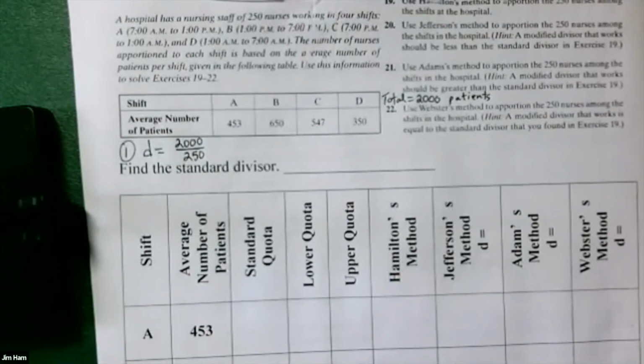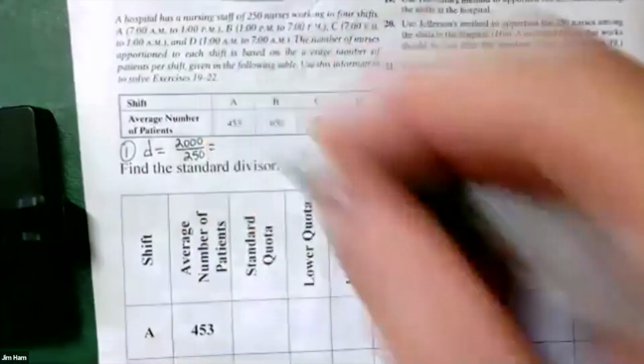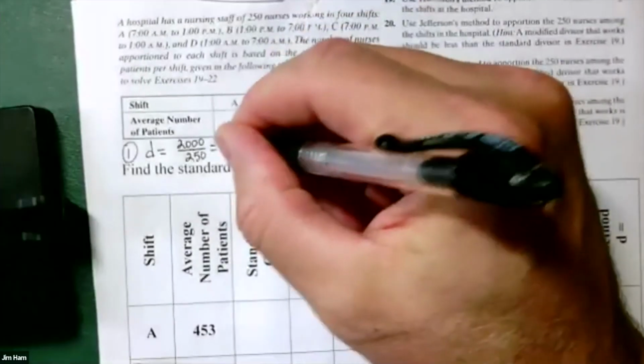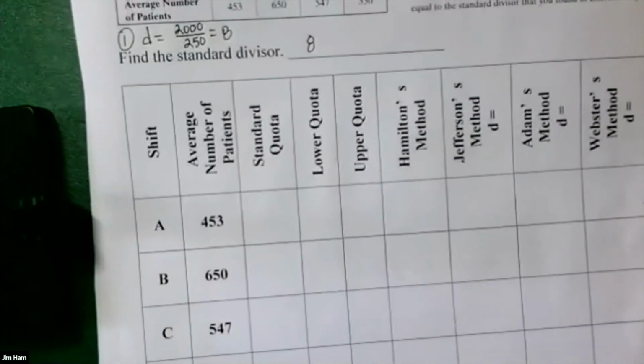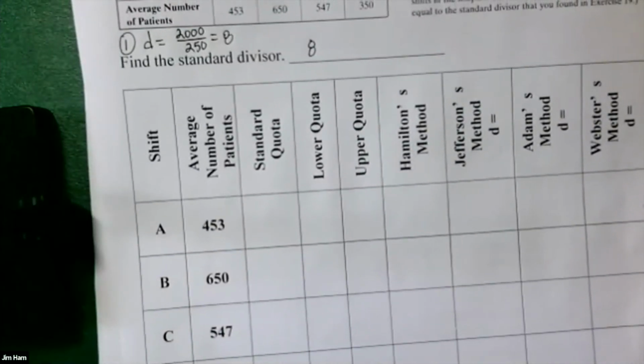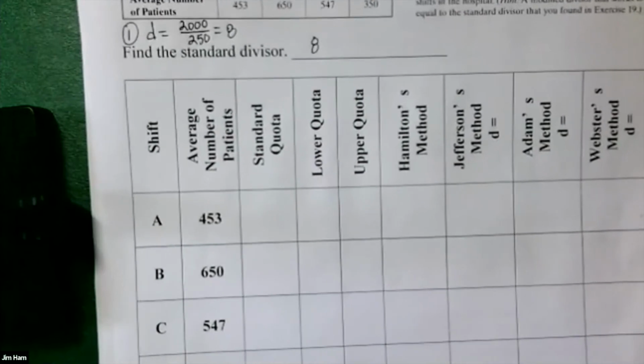What are we assigning? In the previous example, we were assigning seats to states. What are we assigning here? Nurses to shifts. And I believe that's 8. So that's the standard divisor. All right, so let's fill out the first 3 columns. It's quick, almost automatic.